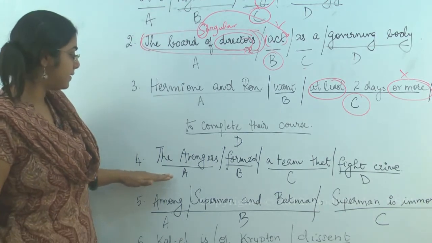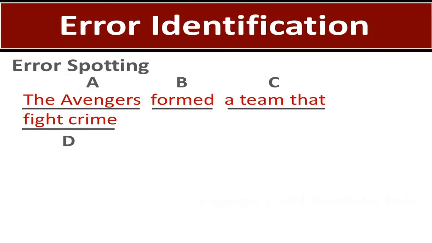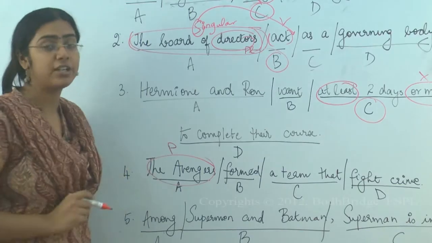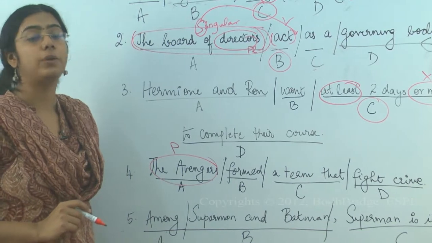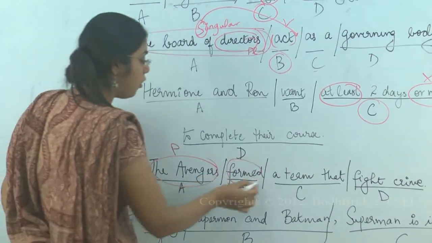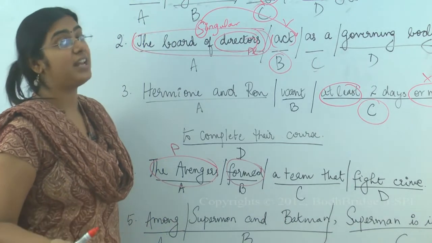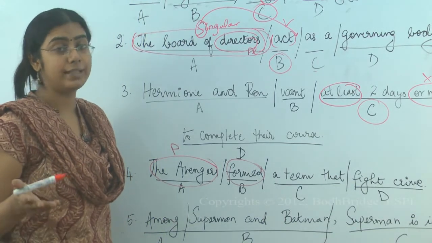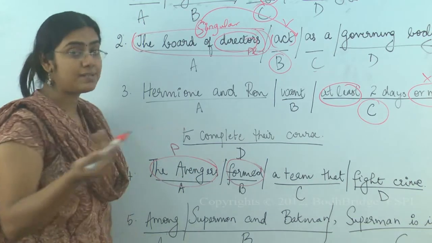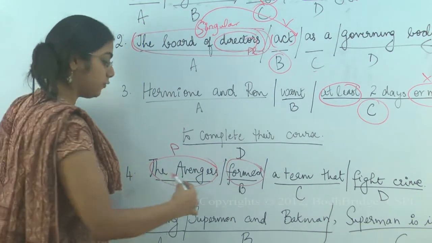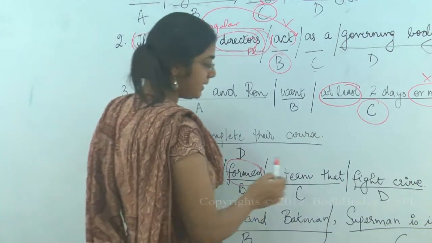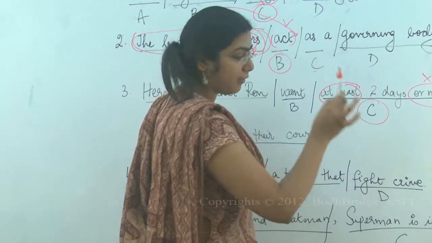Now look into this. The Avengers formed a team that fight crime. The Avengers is plural. There is no doubt about that. Formed. Only if it's form, you have the doubt of whether to have an S or not. But then it's past tense, so it's all the same. Okay, so forget this. A team that fight crime.